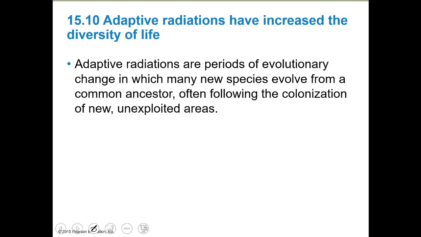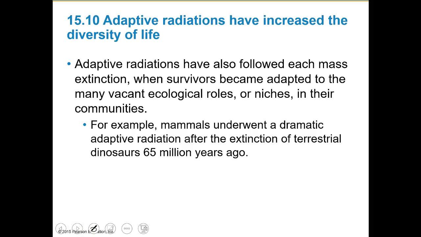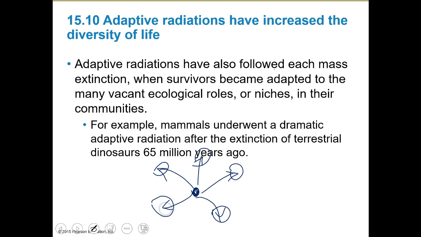All right, so adaptive radiations are periods of evolutionary change in which many new species evolve from a new common ancestor, often following the colonization of new unexploited areas. This is also how extinction affects things. Adaptive radiations have also followed each mass extinction. So we started off with some kept in this area, but as there are islands or other areas that they couldn't occupy before, they start moving out into those areas and adapting, and so we get lots of different species.